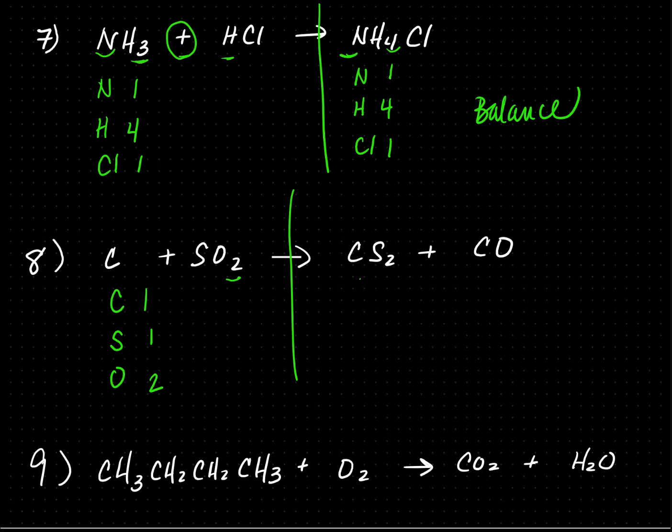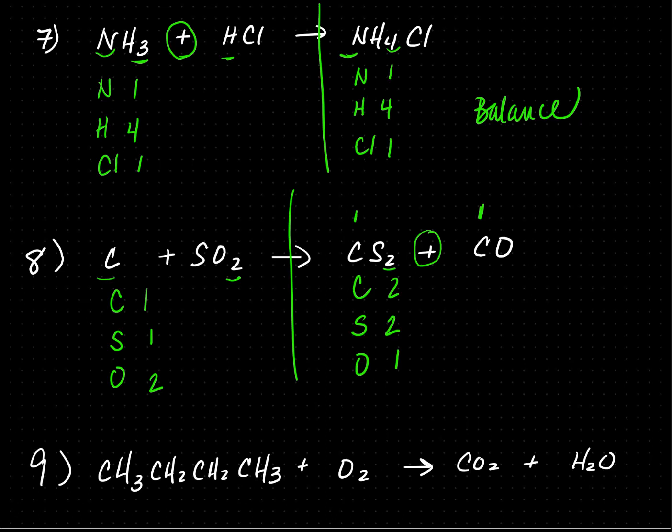We're going to keep the same order on the opposite side. There are 2 carbons because we have a carbon from here separated by a plus and a carbon from here. So there's a total of 2. There's 2 sulfurs and then 1 oxygen. We're going to balance carbons last because we have a carbon by itself. So let's balance the sulfurs.